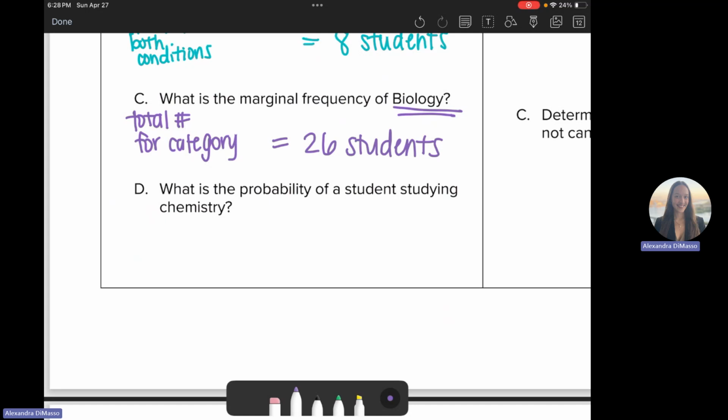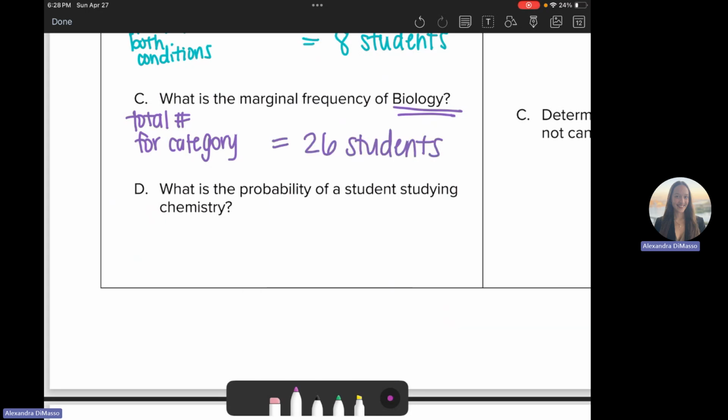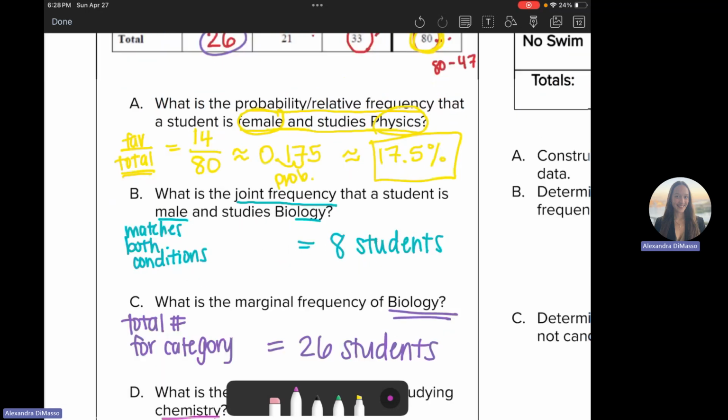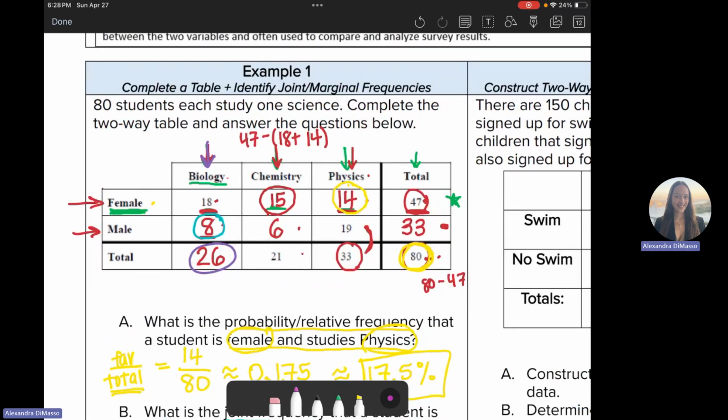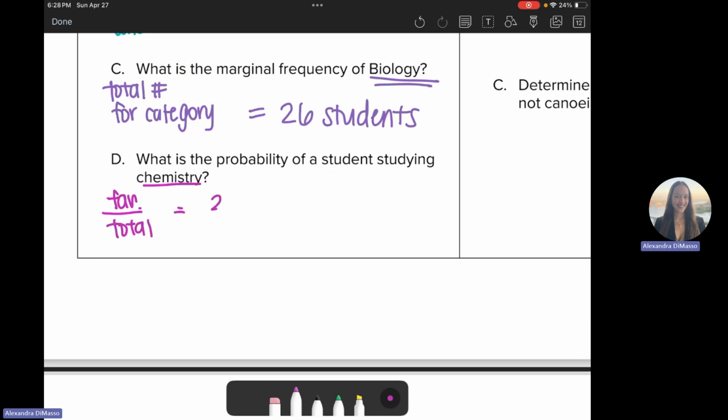Okay. What is the probability of a student studying chemistry? Okay, so again, probability means number of favorable outcomes over total. So favorable over total. If it was favorable, they did study chemistry, right? How many do I have in total that are studying chemistry? That's 21 students.